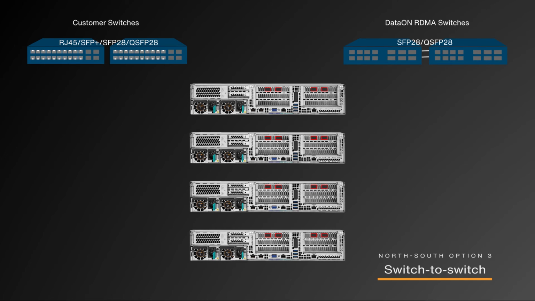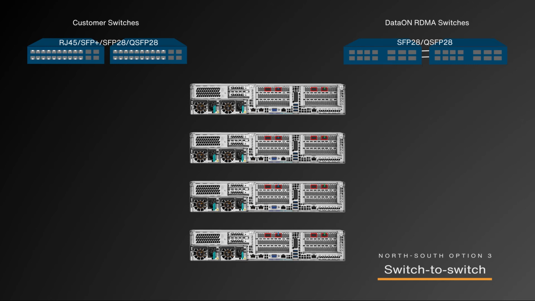Option 3. Leverage existing RDMA connections. In the two previous scenarios for north-south traffic, we utilized two physical ports from each server to your switches. The advantage is easier setup, but requires a lot of ports to configure and manage as your environment grows.